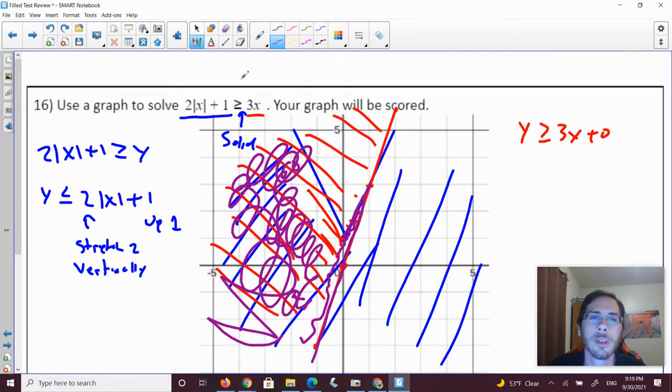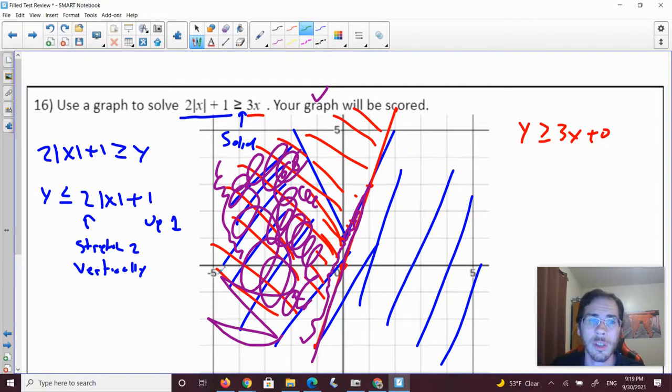I've got to be careful. I don't want to go past that blue part. Let's get rid of that purple. There we go. So all this would be the double shaded section. And that's it. When it says use a graph to solve, your graph will be scored. I've made the graph, the graph is good, and now I need the solution.